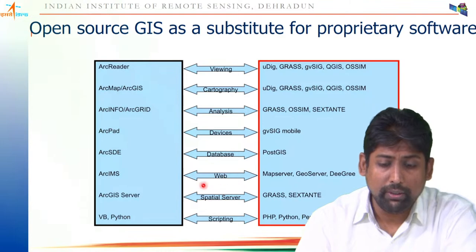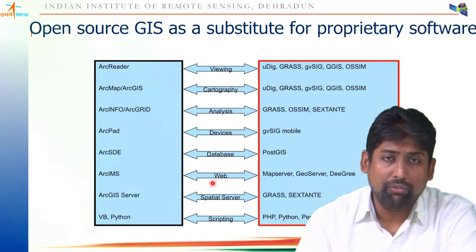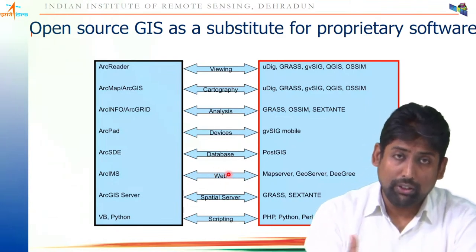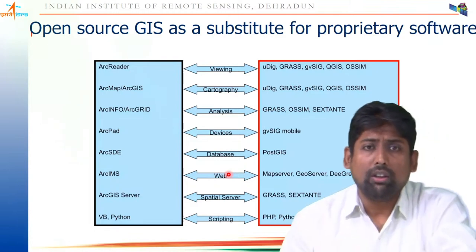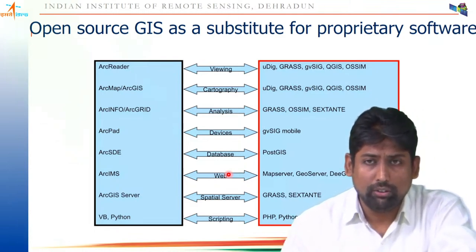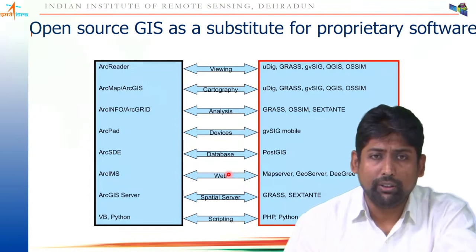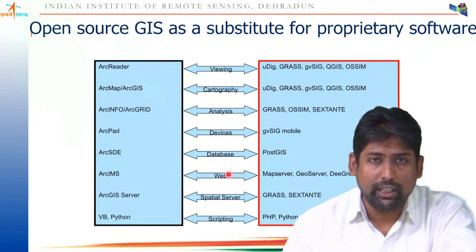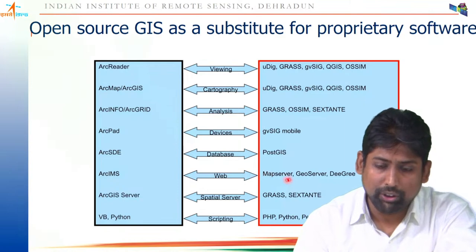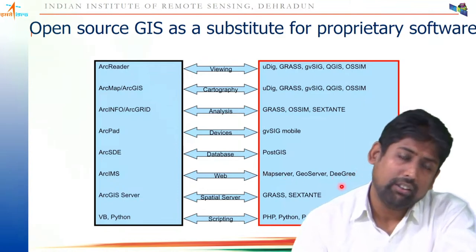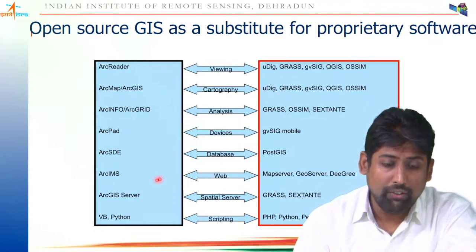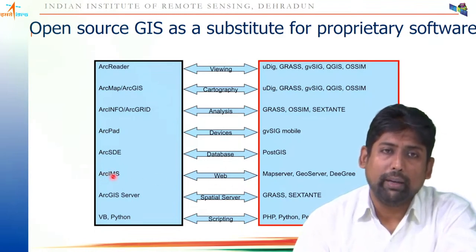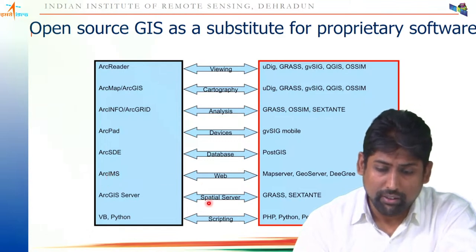Similarly, if you want to display the data that you have in a database or in files on the web, I think Mr. Shiva Reddy will talk more about the open source softwares which are available in the web GIS domain, such as Map Server, GeoServer, Degree, Open Layers, Leaflet. There are so many. They are very good equivalents to paid softwares like ArcIMS.